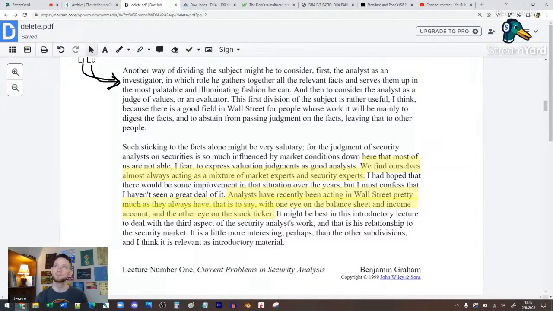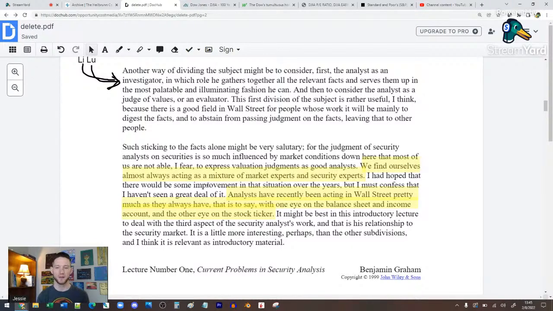So what he's saying is, not only does he feel like he's analyzing a security, finding out what the business is actually worth, but he's also trying to figure out the market sentiment. And he says he hoped that over the years, he'd see less of the market sentiment part and more of what the business is doing and more of the security analyst. But he says as time went on, he found that nothing really changed.